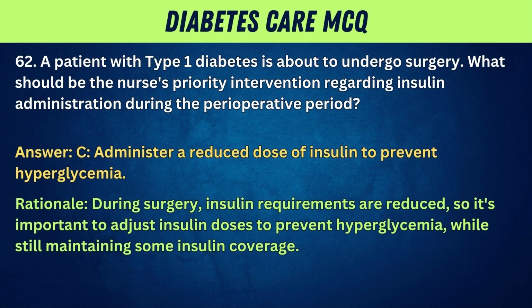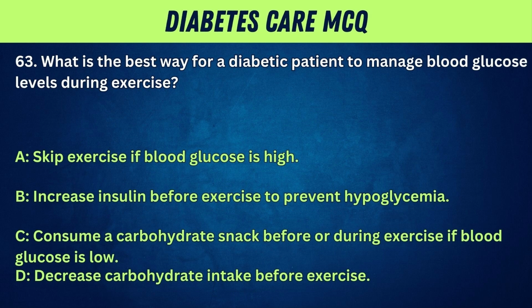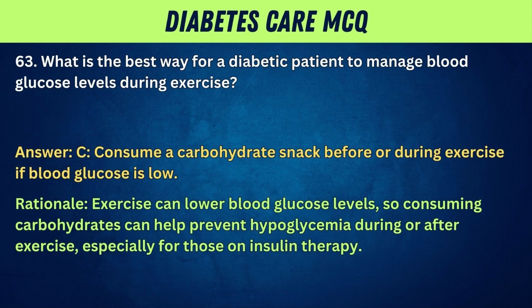Rationale: during surgery, insulin requirements are reduced, so it's important to adjust insulin doses to prevent hyperglycemia while still maintaining some insulin coverage. 63. What is the best way for a diabetic patient to manage blood glucose levels during exercise? A. Skip exercise if blood glucose is high. B. Increase insulin before exercise to prevent hypoglycemia. C. Consume a carbohydrate snack before or during exercise if blood glucose is low. D. Decrease carbohydrate intake before exercise. Answer: C. Consume a carbohydrate snack before or during exercise if blood glucose is low.